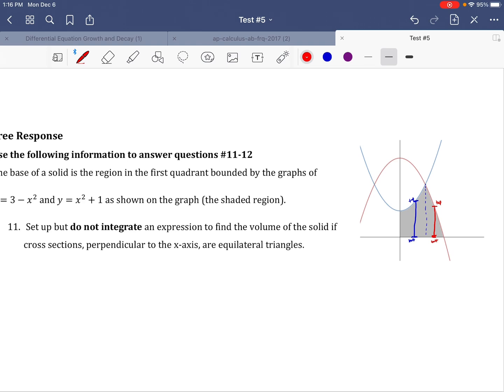Okay, so now when I set this up, I have to set up in two different integrals. I have to have an integral for the blue section, and then I have to have a separate integral for the red section. They're equilateral triangles, so my coefficient is the square root of 3 over 4 for both of them.